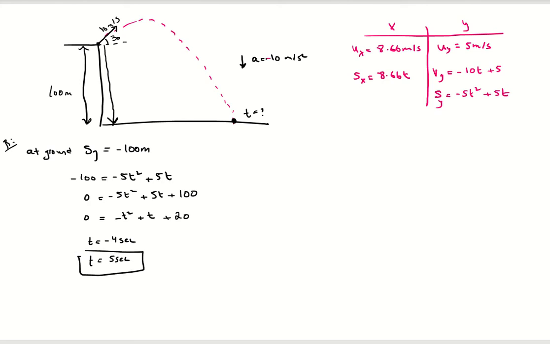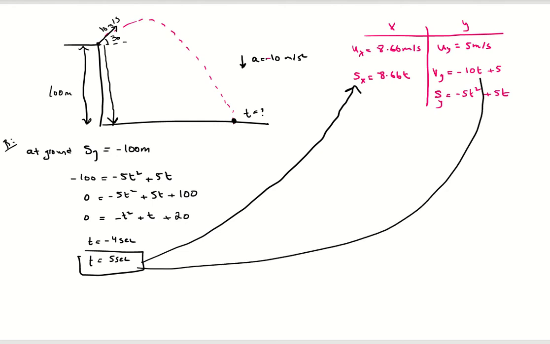From this, I can put the time in this equation to find the range, okay? And then I can use this time to put it in this equation to find Vy at the ground. Having Vy at the ground and Ux at the ground, you will be able to find V, which is the value of the speed, and the direction by using theta equal to tan inverse of Vy over Ux.